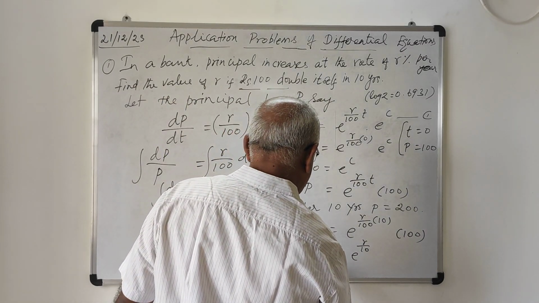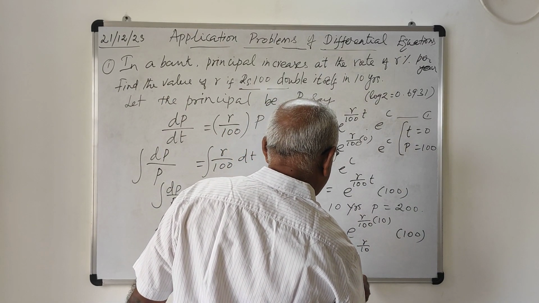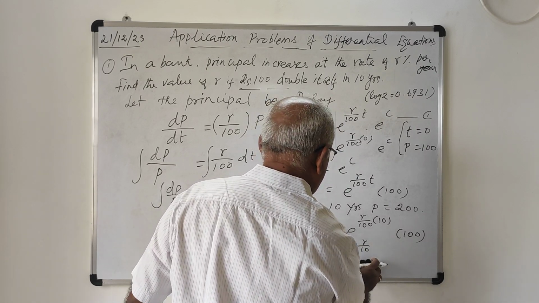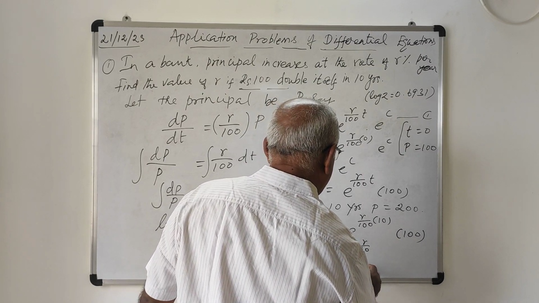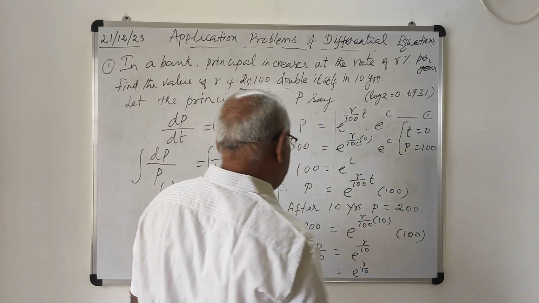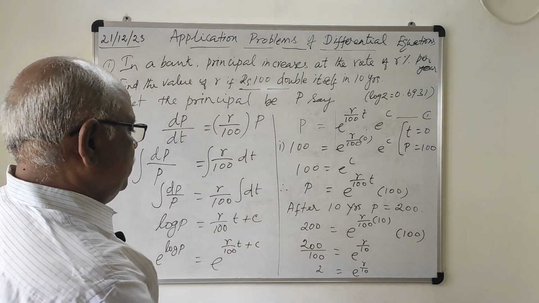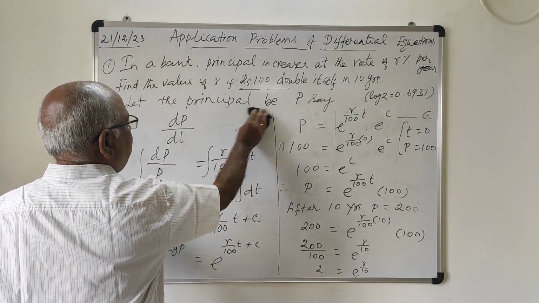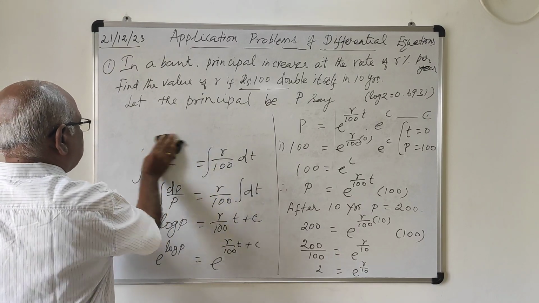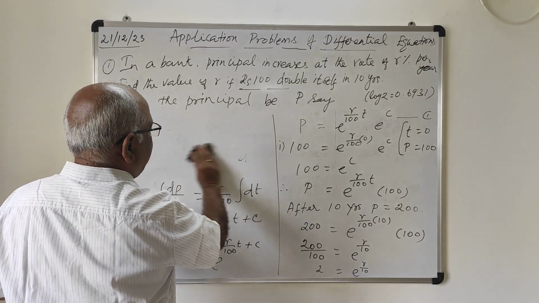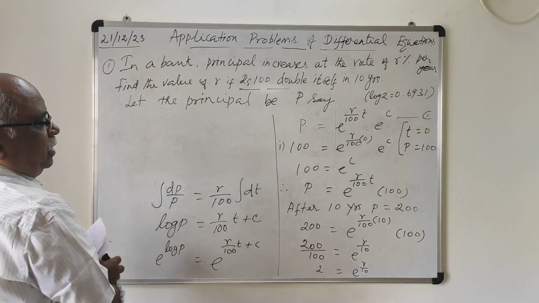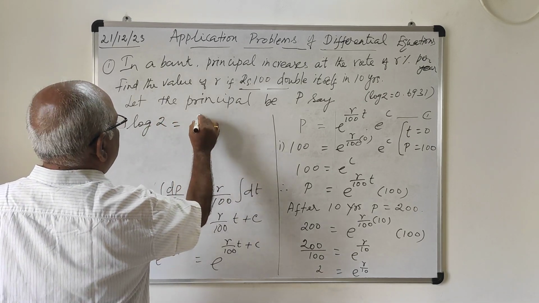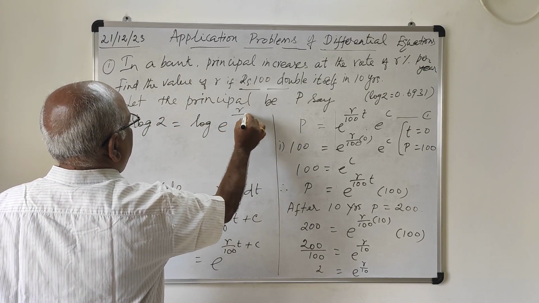So this is 2 equal to e power R by 10. We have to find out R from this expression, taking logarithm on both sides. This is an application problem, finding the rate of interest. The amount deposited is doubled after 10 years. Therefore, taking logarithm, log 2 equal to log of e power R by 10.